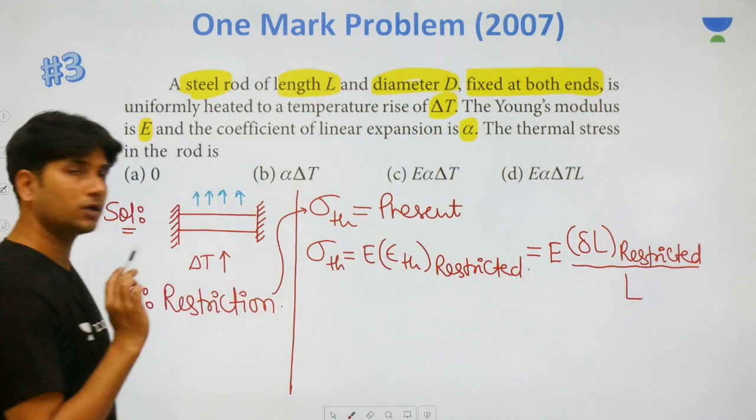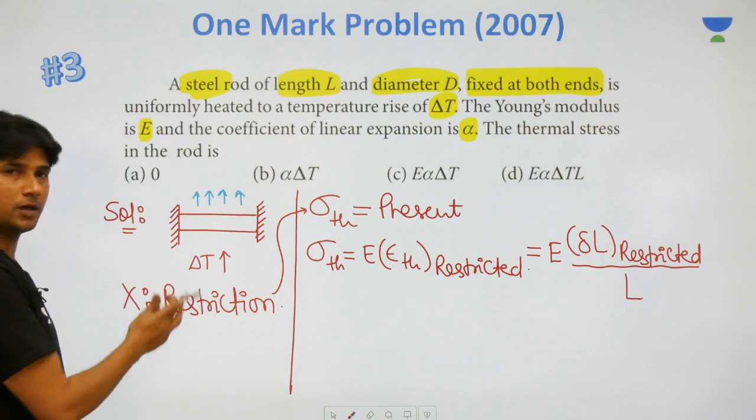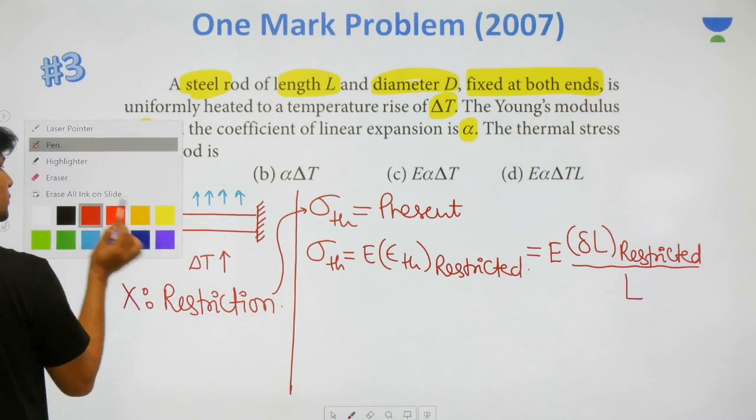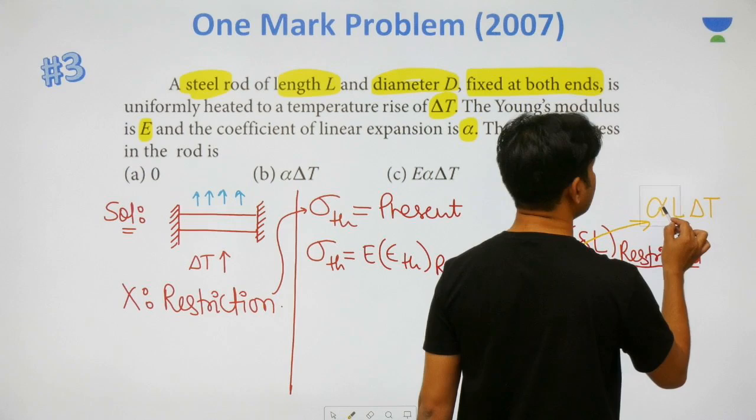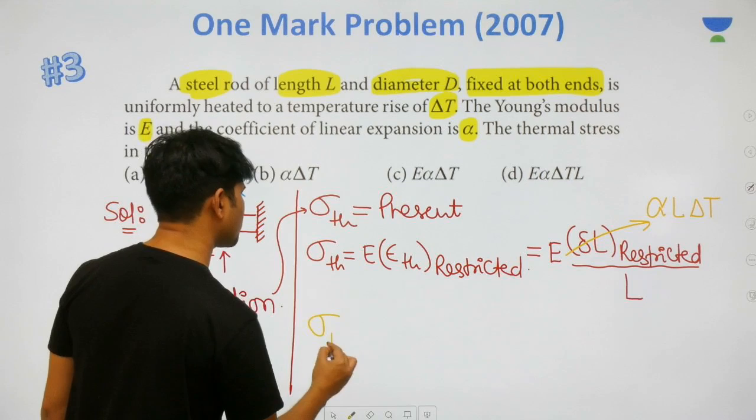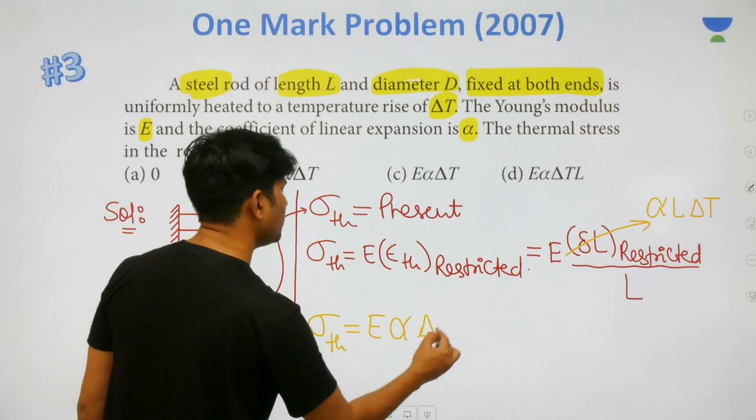Now, what is the restricted expansion here? Total expansion we have restricted. There is nothing allowed here. Absolutely nothing allowed here. So, we have restricted total expansion here, sir. Alright, total expansion has been killed. So, that total expansion, which is alpha L delta T, has been totally killed here. So, now L is going to get cancelled. And if L is going to get cancelled, we get thermal stress value simply as E alpha delta T.